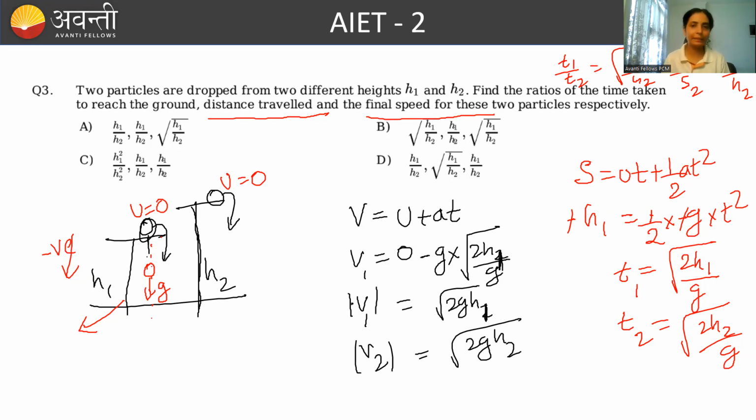So which will be the correct answer? This is the ratio of T1 by T2. Just see the ratio of T1 by T2 here. B will be your correct answer. Okay, so this question was very easy. You just needed to apply the equation of motion. There was nothing else.